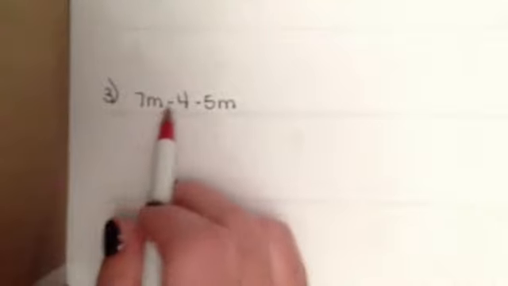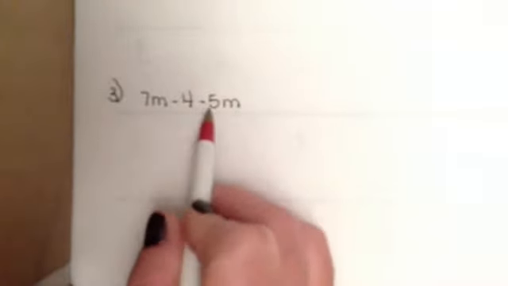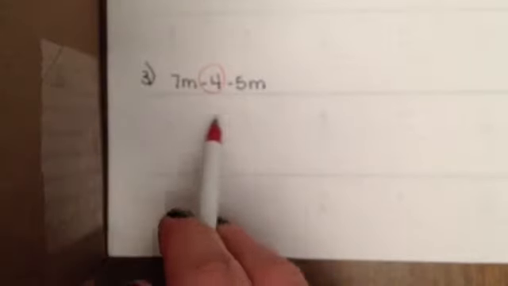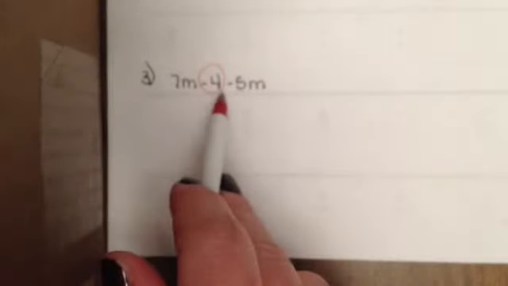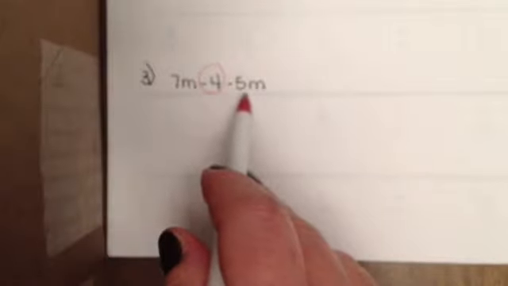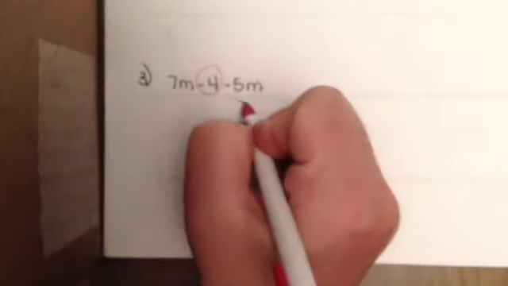I want you to try this one on your own. 7m minus 4m minus 5m. This is a minus 4. The minus comes before the 4. Same thing here. This is a minus 5m since the minus comes before. So go ahead and combine like terms.